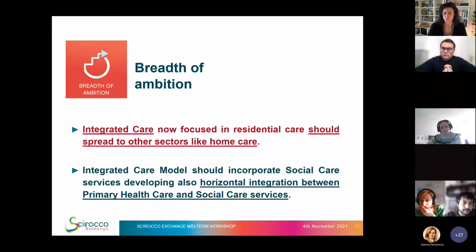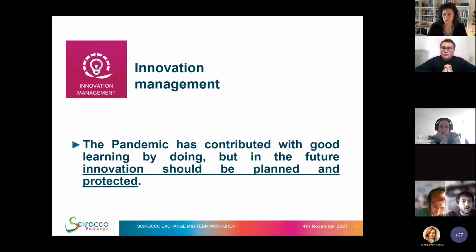In breadth of ambition, and this is important, integrated care is now focused on residential care here in Catalonia, and the participants thought that it should spread to other sectors like home care. Innovation management. The pandemic has contributed good learning by doing, because the urgency brought a new collaboration between both departments, but this innovation should be planned and protected in the future.